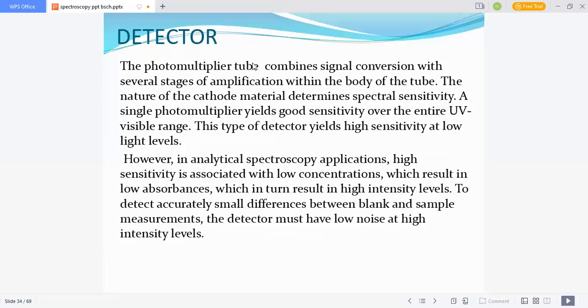Move to next slide. Detectors. What are detectors? The photomultiplier tube combines signal conversion with several stages of amplification within the body of the tube. The nature of the cathode material determines spectral sensitivity. A single photomultiplier yields good sensitivity over the entire UV visible range. This type of detector is highly sensitive at lower light levels. In analytical spectroscopy applications, high sensitivity is associated with low concentrations, which result in low absorbances, which in turn result in high intensity levels. To detect accurately small differences between blank and sample measurements, the detector must have low noise at high intensity levels.